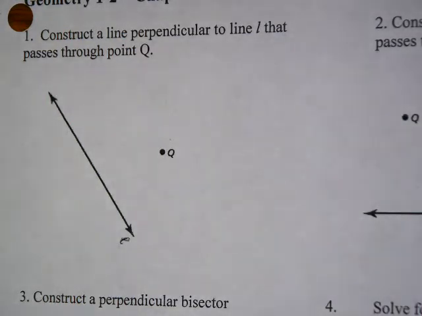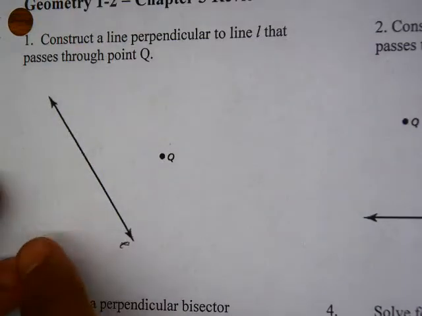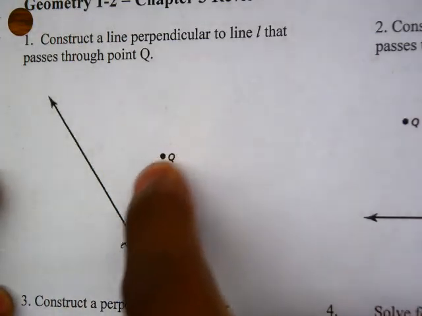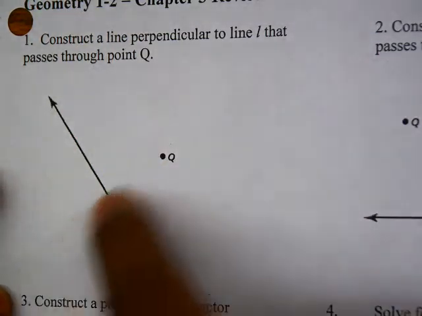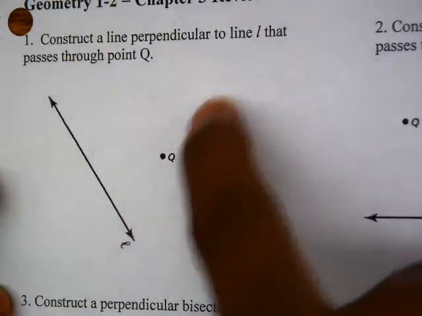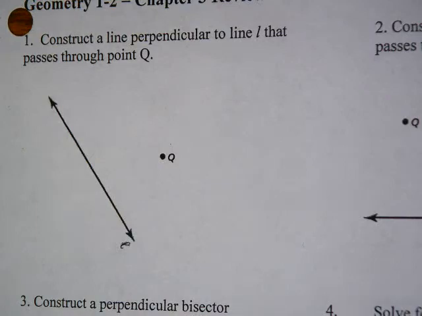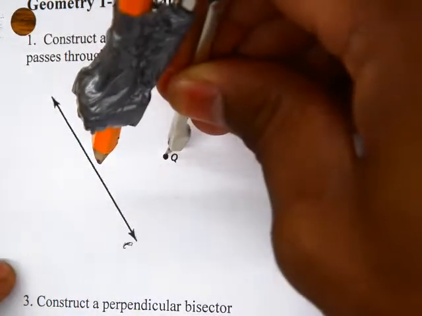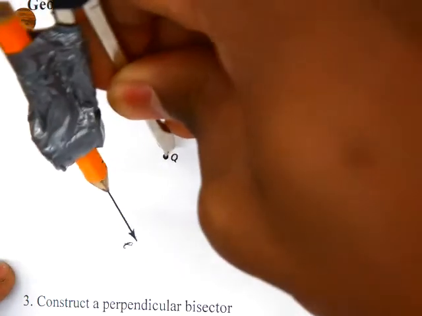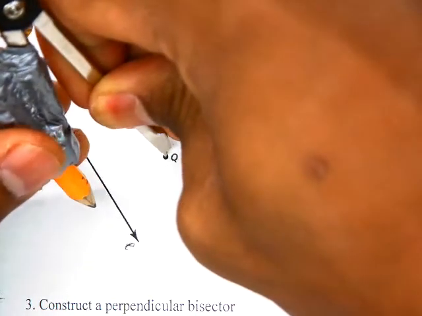Remember that perpendicular means two lines that intersect at 90 degrees. So in essence, eventually I want to draw a line that intersects line L at 90 degrees and goes through Q. So in the end, I want a line that looks like this. So start with putting your compass at Q, opening it up, open your compass up past your line, and you create an arc.